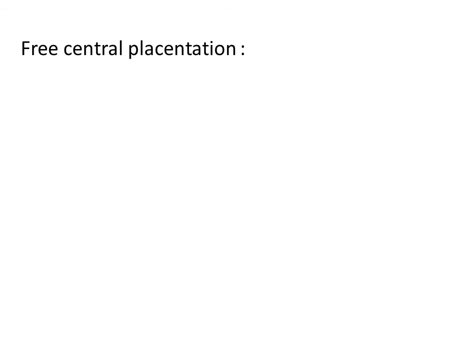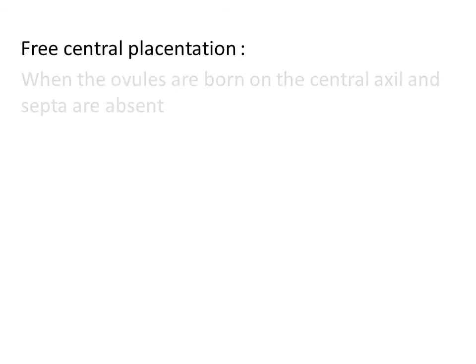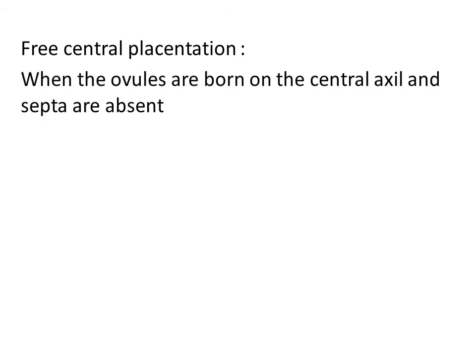Even though the position of the placenta is central in free central placentation, the ovary does not consist of many locules because there are no cross walls in the ovary to form a number of chambers. So in case of free central placentation, the position of the placenta is axial, right? And the septa are absent. So the ovary is a unilocular ovary.